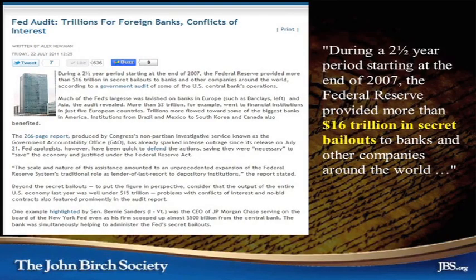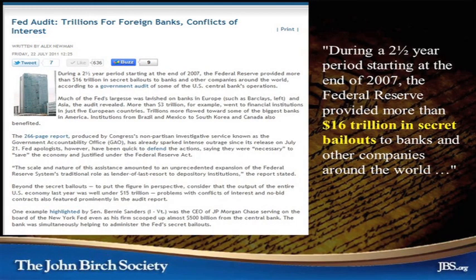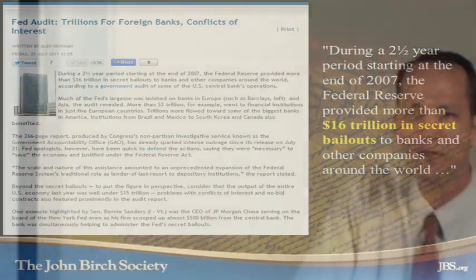Just a side note. Now, the next thing I want to point out, here's the article that came out in our magazine's website. The title is Fed Audit, Trillions for Foreign Banks, as we pointed out, and Conflicts of Interests. The conflicts of interest part they point to is, right here at the bottom it says, for example, the CEO of JP Morgan Chase, which on this previous slide received $391 billion, the CEO of JP Morgan Chase was on the Federal Reserve Board voting for it. He voted for himself to get this bailout. Does that sound like a conflict of interest to you? If ever there was one, that was one.